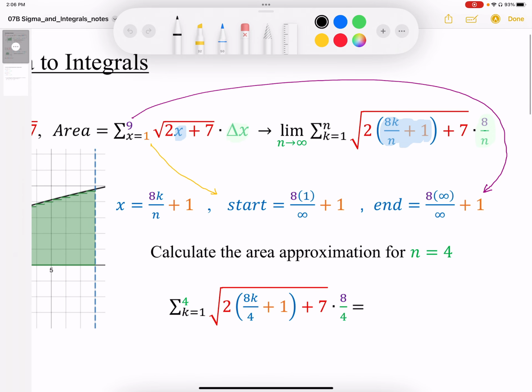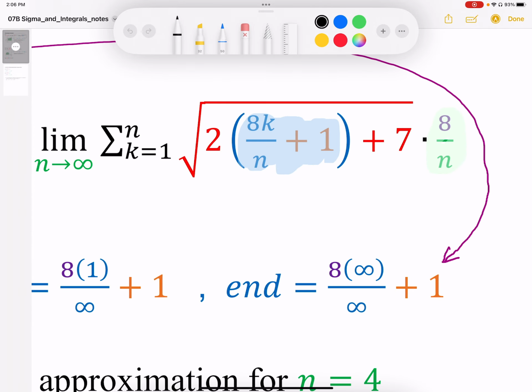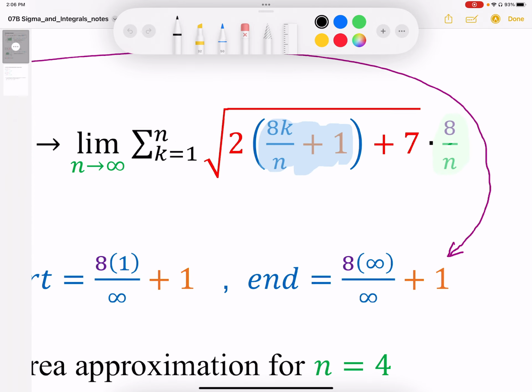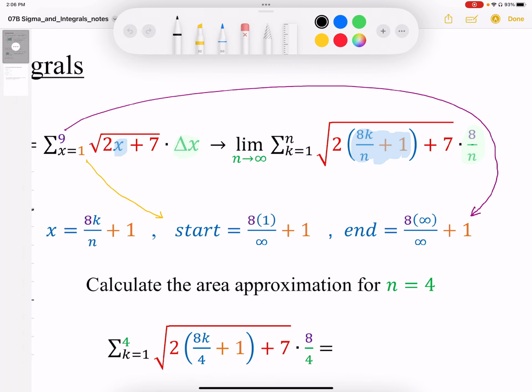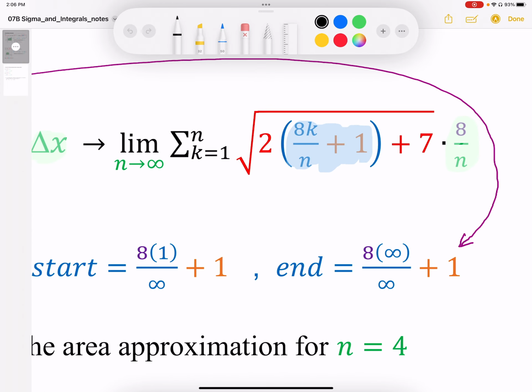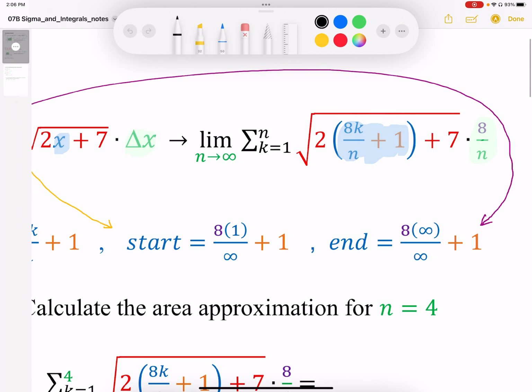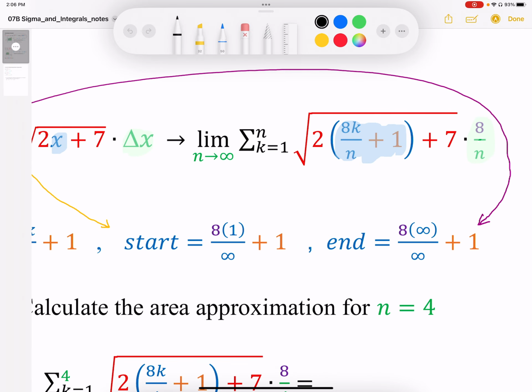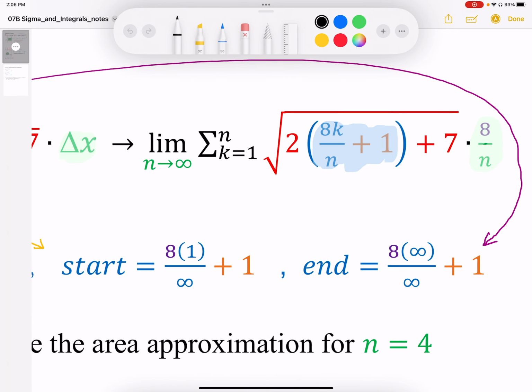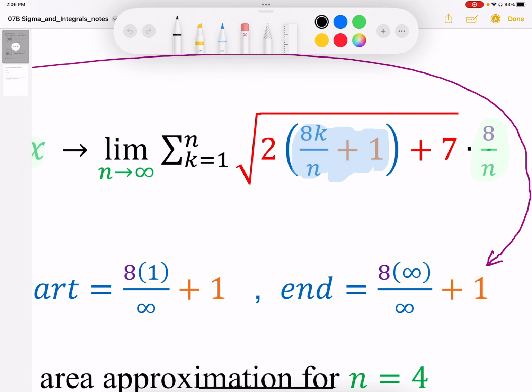So these are actually equivalent expressions, and we should pick out the parts that match each other. Most importantly, that 8 over n represents the interval width: from 1 to 9 is 8, divided by n. That's going to give us the delta x value that I've highlighted in green. And there's also this more complex piece which represents our x value: 8k over n plus 1.